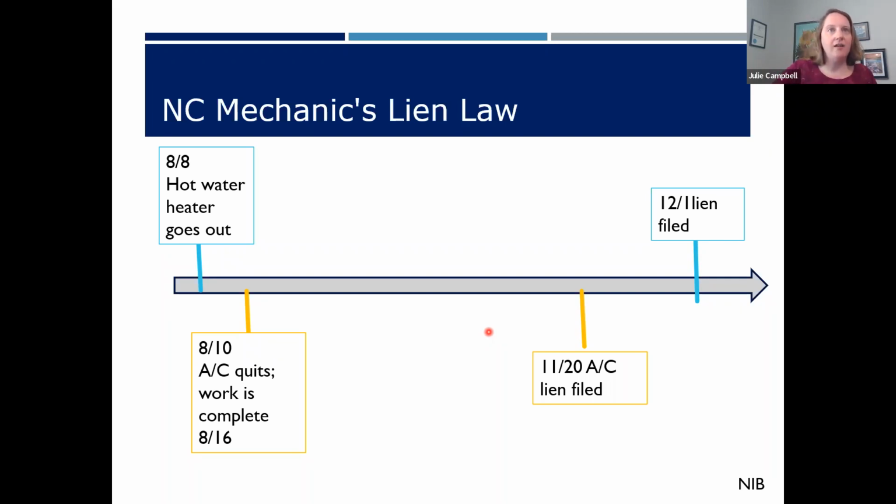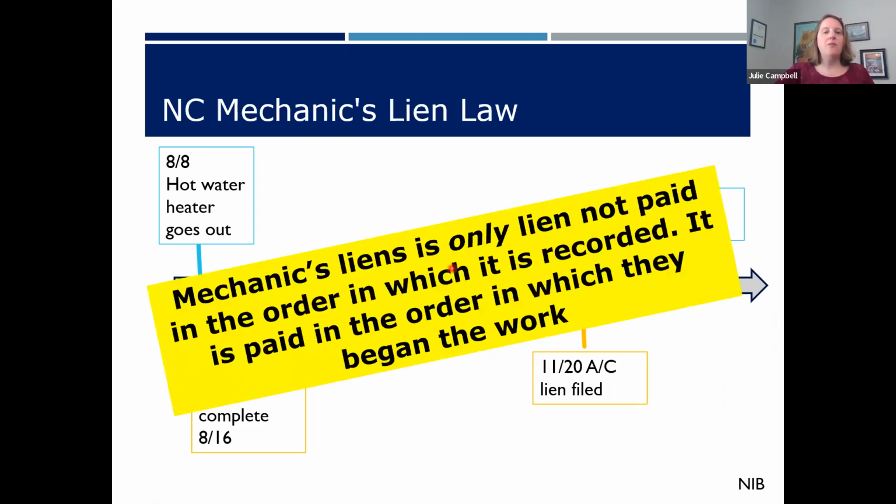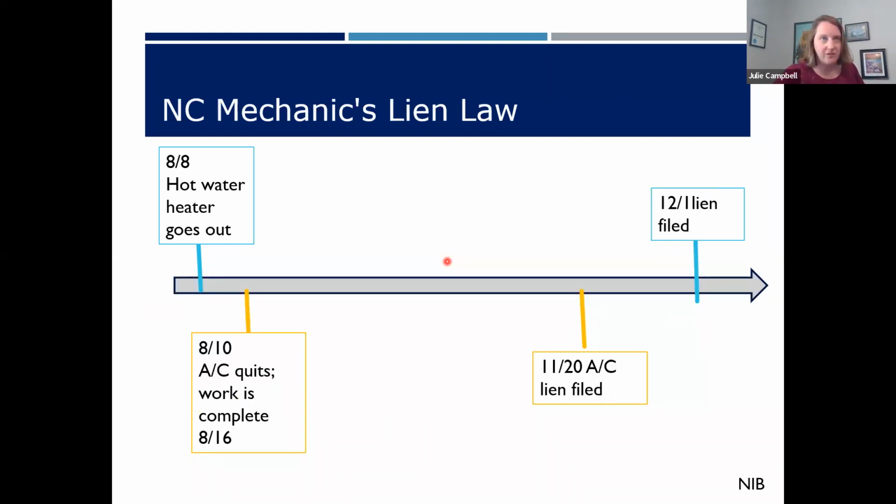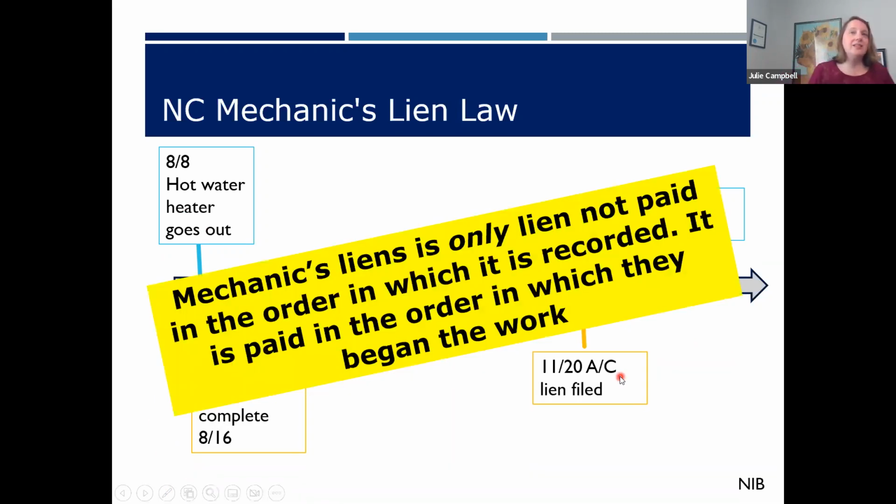It's the hot water guy. Why? Because mechanic's lien is the only lien not paid in the order in which it's recorded. It's paid in the order in which the work began. Let me go back for one second. Who started first? The water guy started on the 8th. The AC guy didn't start till the 10th. So even though the AC guy filed first, the mechanic's lien is the only lien not paid in the order in which it was recorded. It's paid in the order in which the work began.